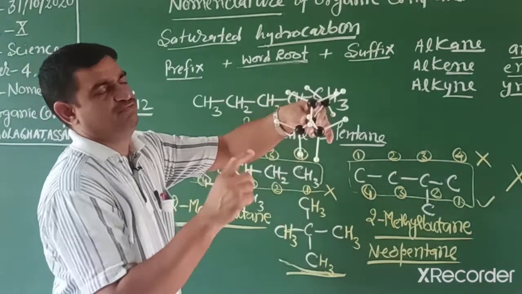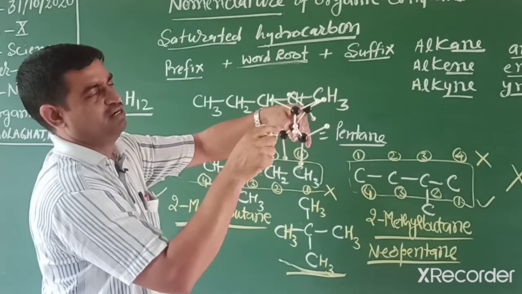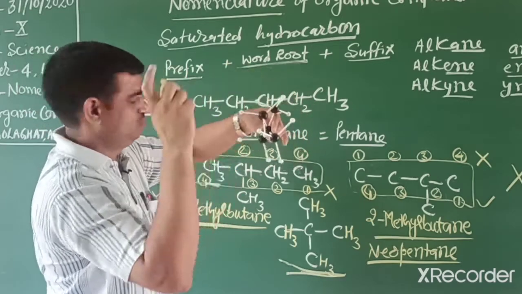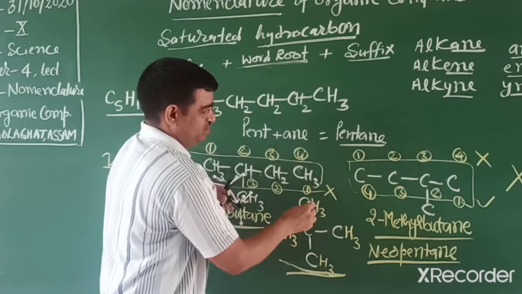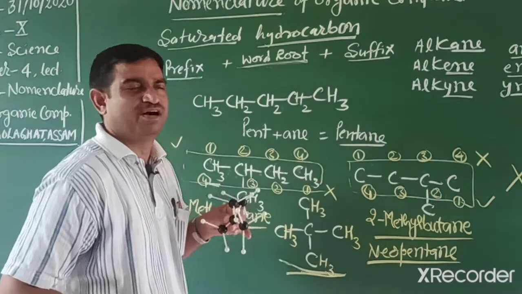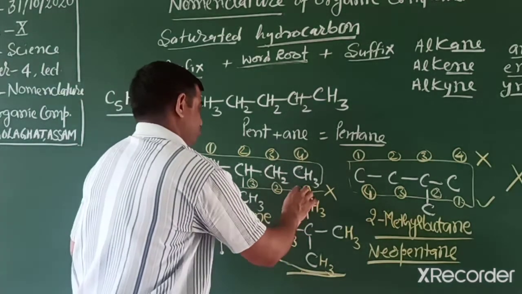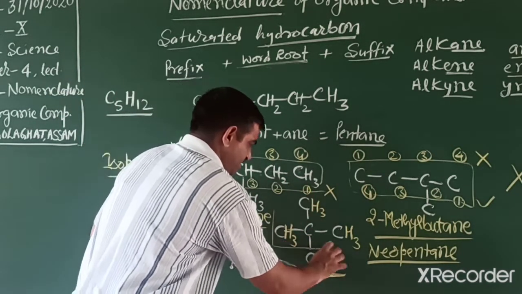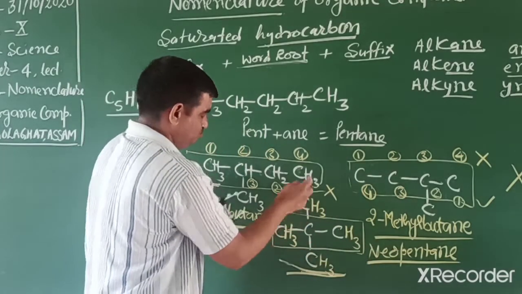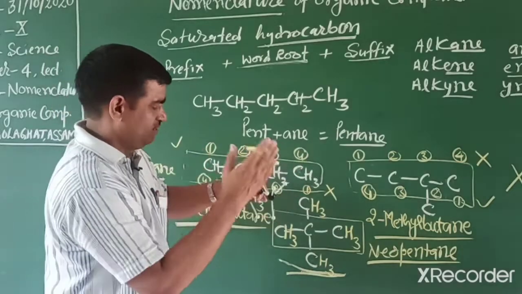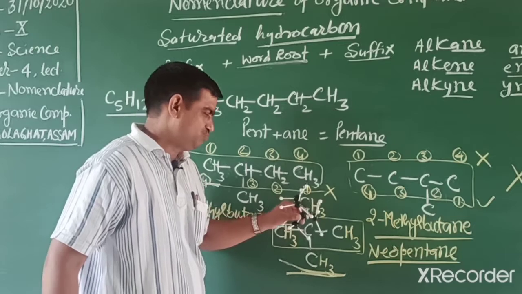Students, there are 4 terminals. You can start any side: 1, 2, 3. You can start any side. If you count from any side, the maximum longest chain is only 3 carbon. So if this one is the main hydrocarbon chain, then these 2 sides are substituents, one on the lower side and the other on the upper side. So there are 2 substituents.